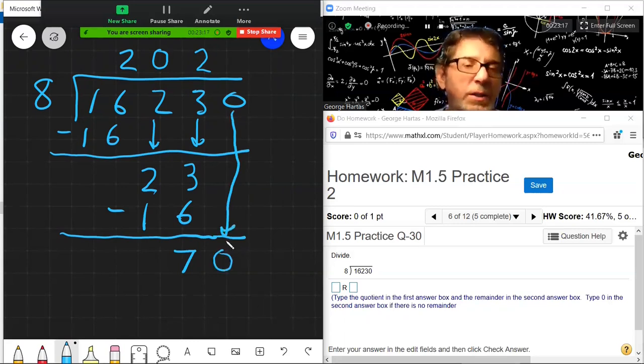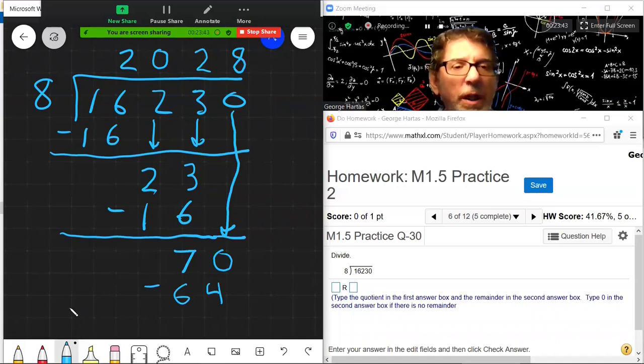So then we bring down the 0 and we divide 8 into 70. 8 divides into 70 8 times. This is step 1 again of that sequence. Step 2, multiply. 8 times 8 is 64. Third step, subtract. 70 minus 64 is 6. Bring down the next number. There are no more numbers to bring down. We're done.